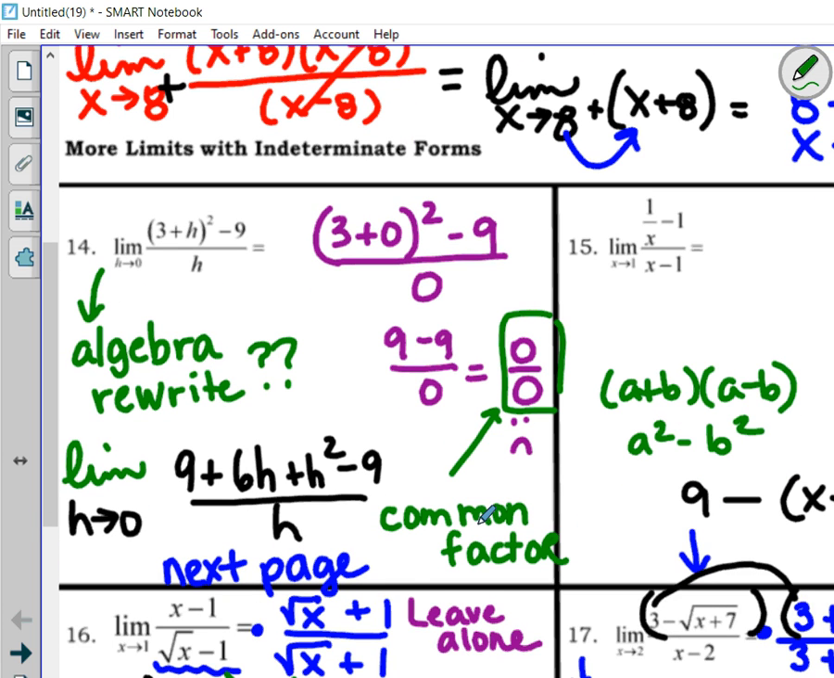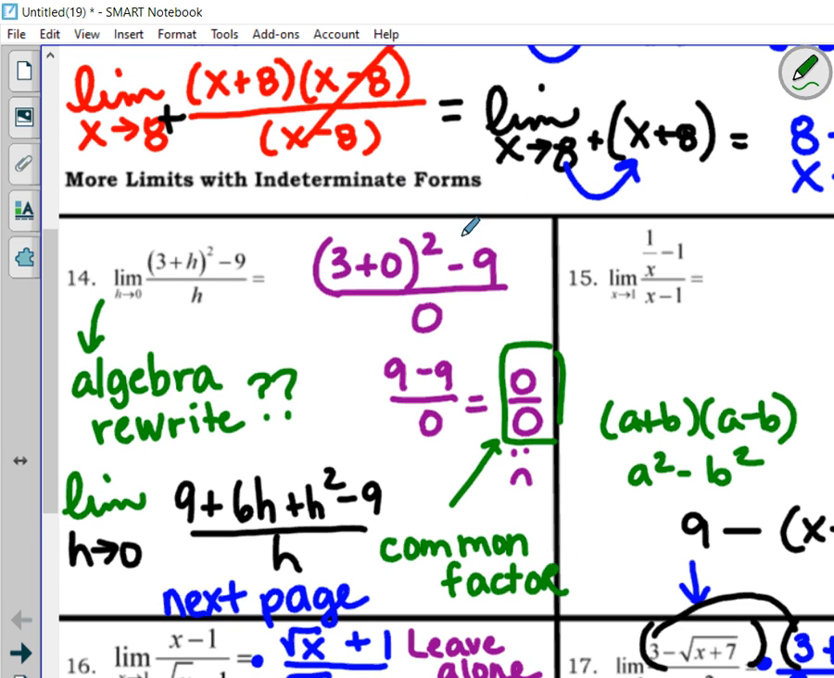All right, 15. No conjugates. Conjugates aren't going to work. Conjugates are good for roots for these problems. So this definitely is not a conjugate problem. It's not a factoring problem. It's not an expanding problem.